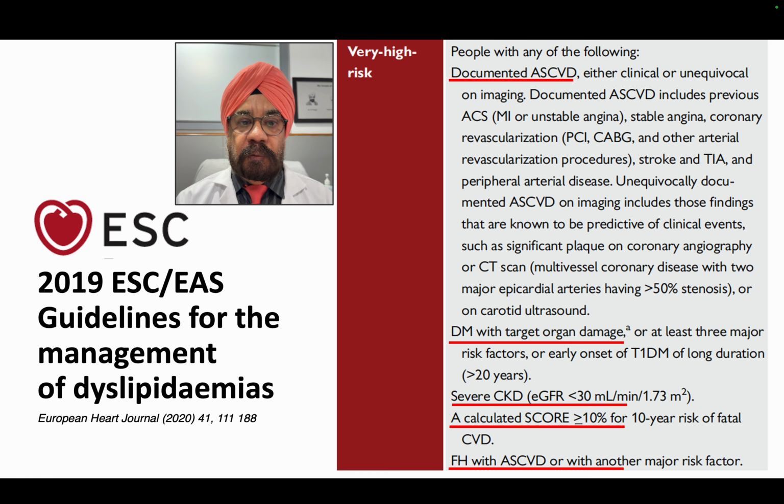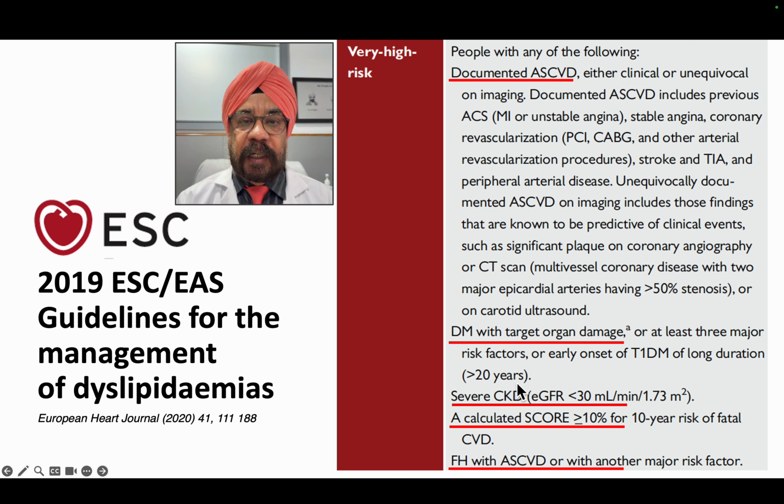So let me take you through the ESC guidelines 2019, which were published in 2020. These are the high risk group of patients: those who already have cardiovascular disease, either clinically, such as myocardial infarction, ACS, CABG or PCI, or subclinical, when you find it on a test like a CT angiogram or carotid Doppler. This is documented atherosclerotic vascular disease.